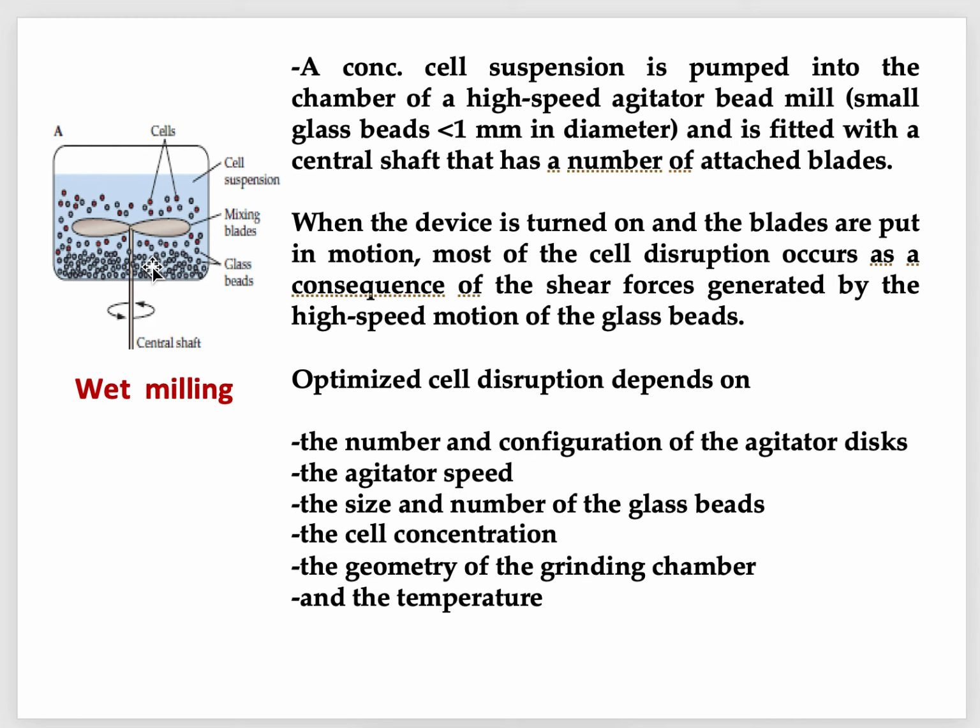But previously, when these kinds of chemical kits were not that much available, glass beads were used to disrupt the cells, to harvest plasmids, etc. Now the optimized cell disruption by this process, that means wet milling, depends on several factors: the agitator speed, the size and number of the glass beads, the concentration of the cell, the geometry of the grinding chamber, and the temperature.